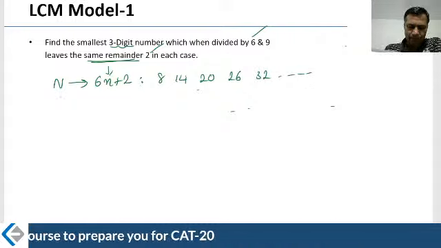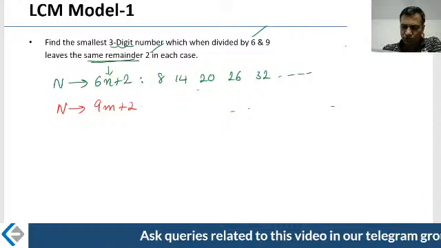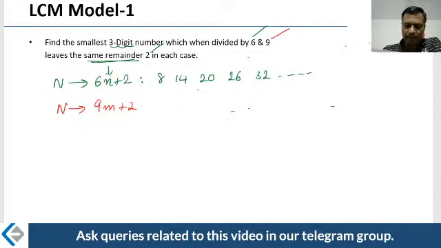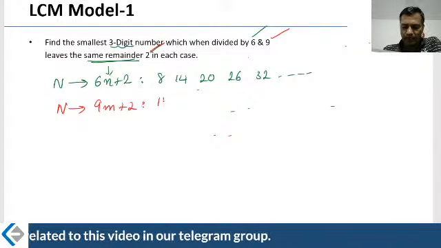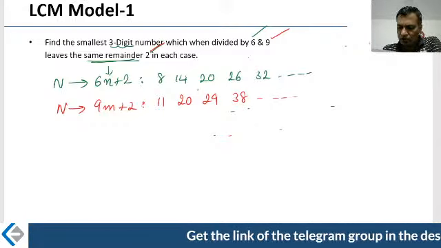The same number can also be written as 9 times m plus 2. What is this 9 times m? When it is divided by 9, the remainder is 2 again. So it can also be written as 9m plus 2. Let's put m is equal to 1, you get 11. Then 20, then 29, then 38, and so on. This is also an infinite series.